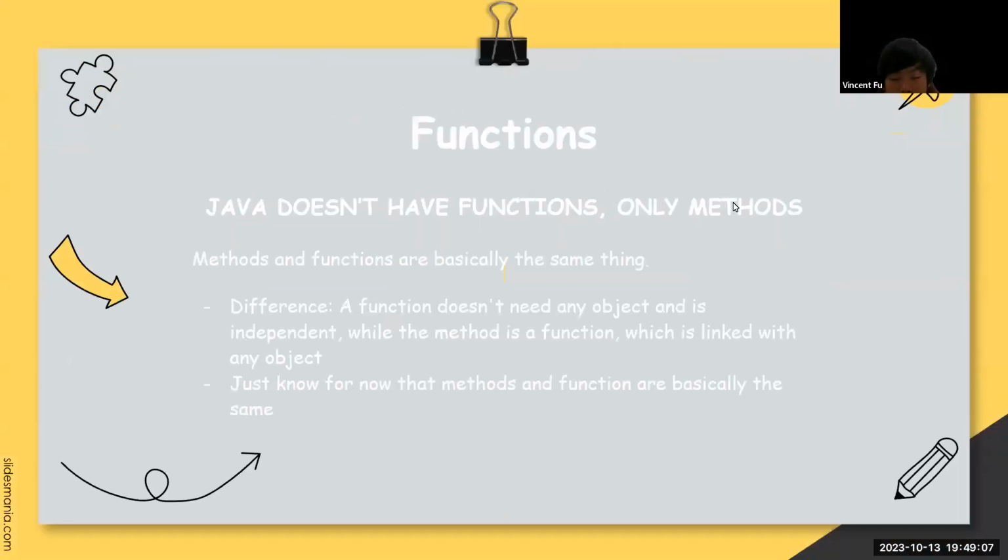So the funny thing is that Java does not actually have functions. Java only has something called methods, but methods and functions are basically the same thing. The one difference is that a function doesn't need any object and is object independent, while a method can be linked to an object. And that's not really important right now. So basically, functions and methods are the same thing in Java.